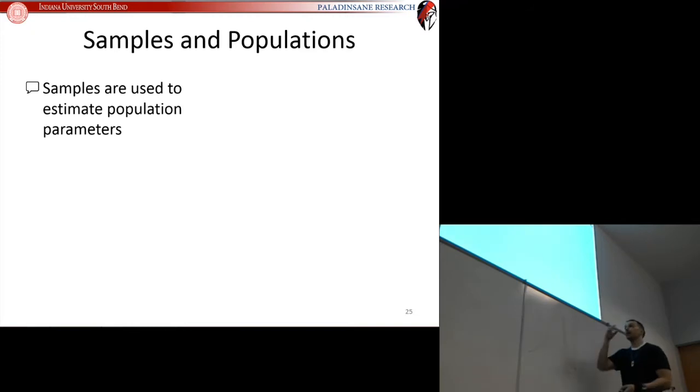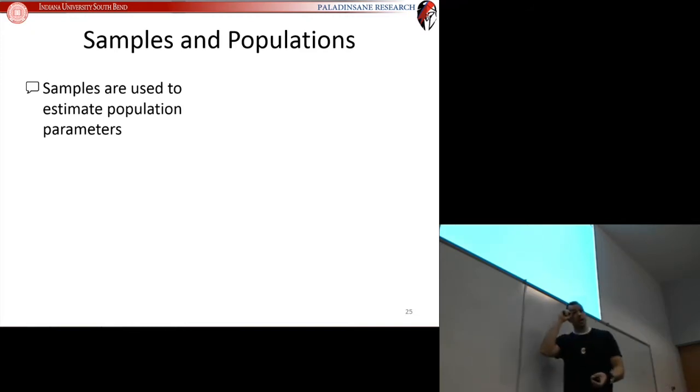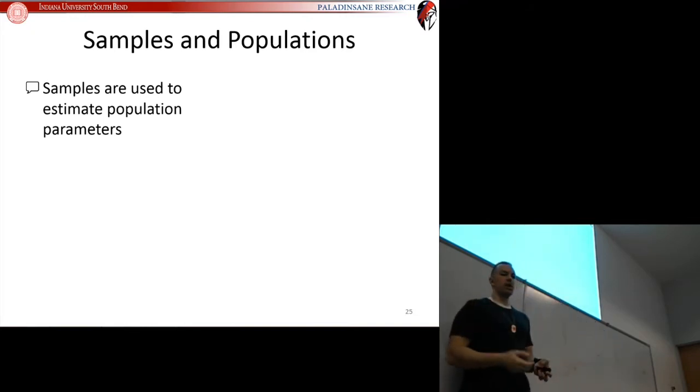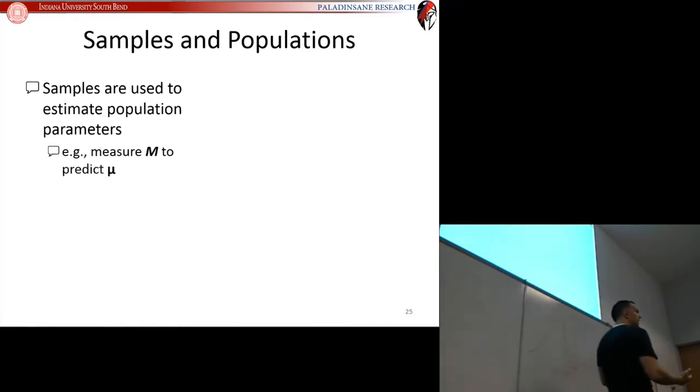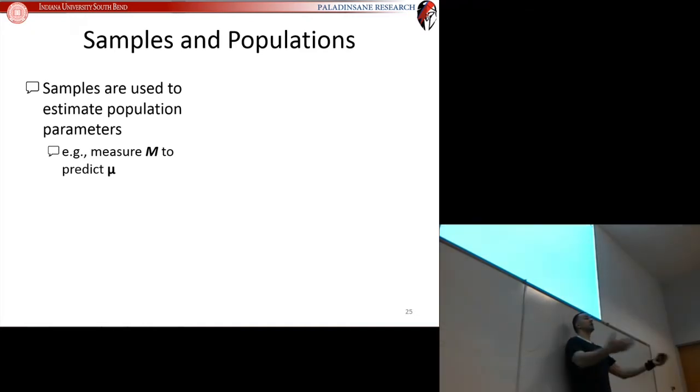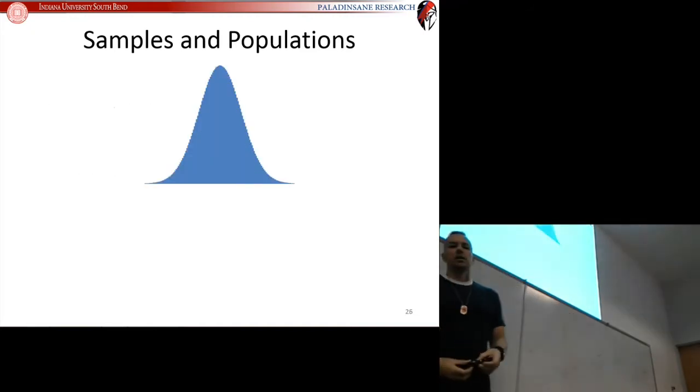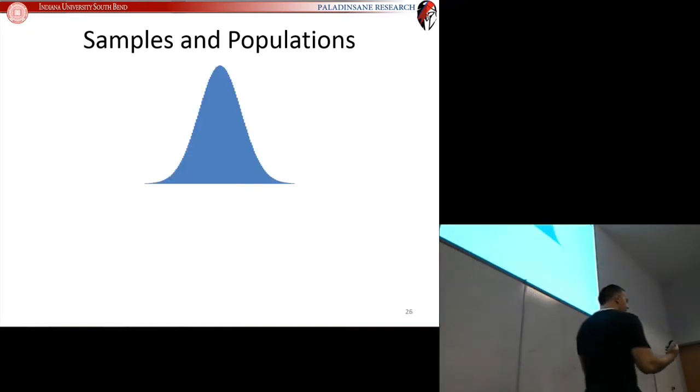So we only ever have access to samples, but that's fine because you can use those samples to estimate those population parameters. If I was interested in the average age of an IUSB student, I would not have to go and interview every single IUSB student. I would just take a sample. I would ask maybe 100 of them for their age to see what that estimate for the population age might be.